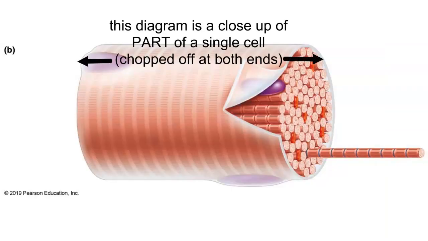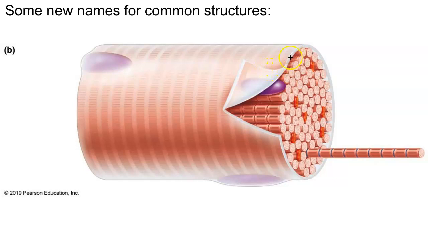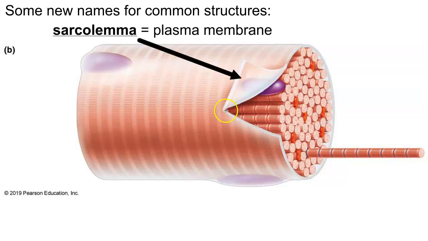Taking a look at this single muscle cell, you can see how they're peeling back the plasma membrane. The plasma membrane of a muscle cell is known as the sarcolemma. It's still the phospholipid bilayer, it's still the plasma membrane, but it's known as the sarcolemma. In addition to that name change, the cytoplasm inside of the cell is known as sarcoplasm.